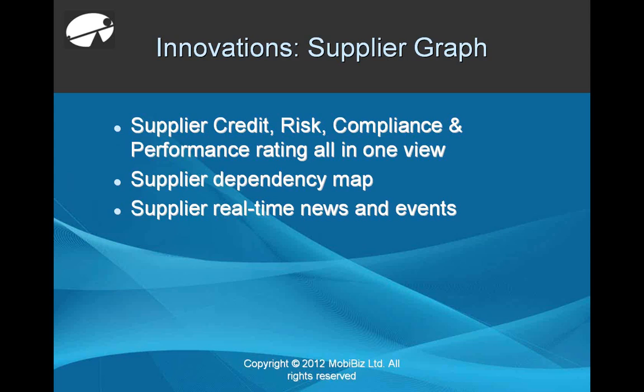So what the supplier graph does is give each supplier a credit, risk, compliance, and performance rating all in one view. You'll see the supplier and these real-time ratings, and they'll update in real time based on the data coming in. Based on all the external feeds and credit ratings, they'll keep updating. Then, just like the cost share project, we've developed a supplier dependency map. The supplier graph also shows real-time information and news on suppliers. So that supplier graph is one of the innovations in our product.